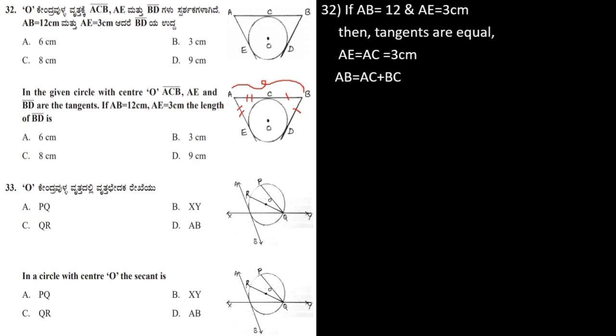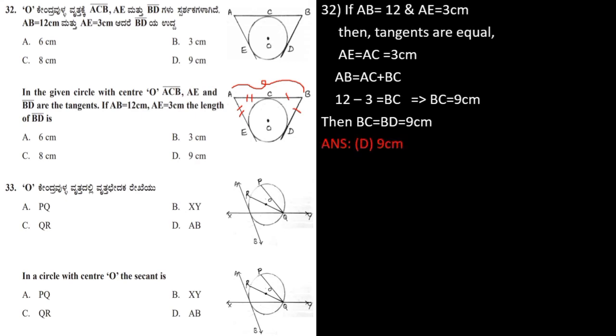Here we have AB and AC values, but we don't have BC. So let's find BC. We substitute and get 12 minus 3 is equal to BC, which implies BC is equal to 9 cm. If BC is 9 cm then BD is also 9 cm because they both are tangents. Therefore answer D, 9 cm, is the correct one.